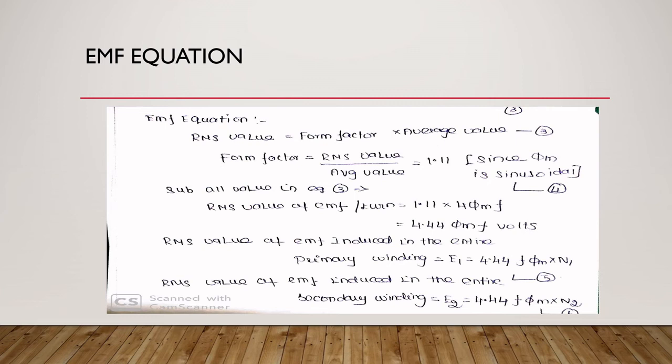Again, the RMS value of EMF induced in the entire primary winding: if you are calculating for the entire primary winding, we have to multiply by the number of turns in the primary winding, E1 = 4.44 f φm N1. Similarly, for the secondary winding, E2 = 4.44 f φm N2, where N2 is the number of turns in the secondary winding.